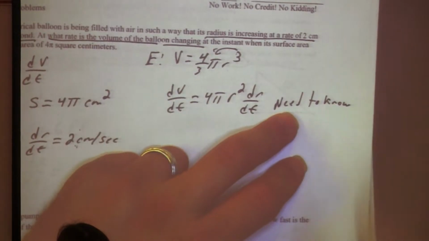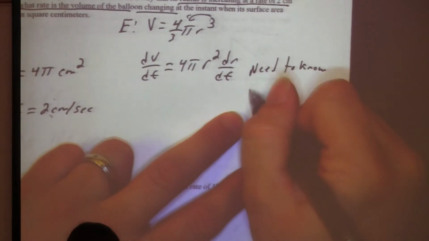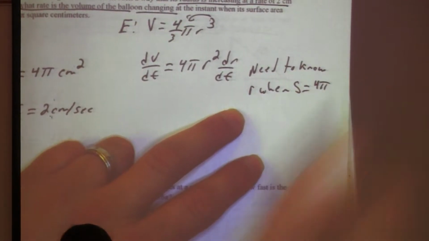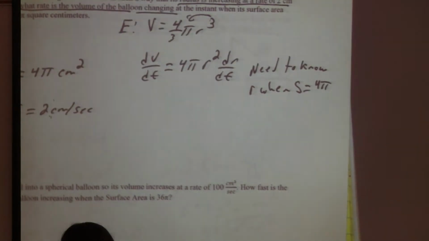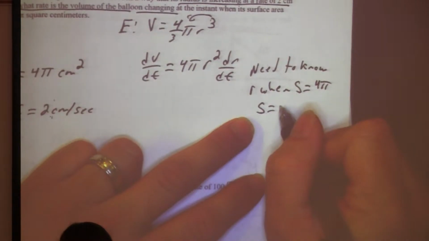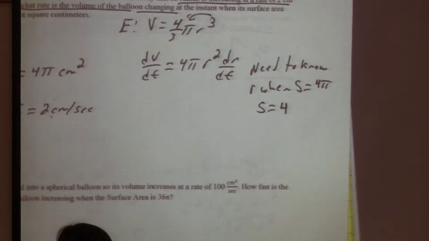Well, I mean, if you pass geometry, they're saying that you know some of these things, right? So you need to know r. No, no, but the surface area is 4 pi. So how do I find the formula? What's the formula for surface area? That's a good question. Check your notes.